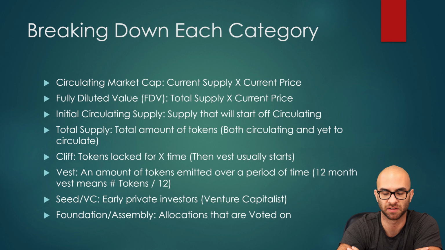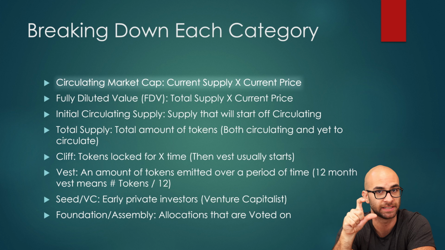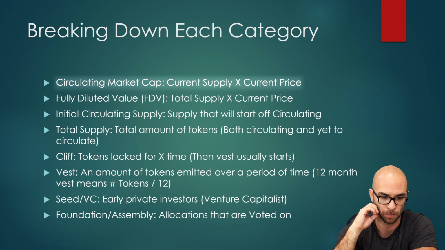Here's the list of some of the different names and what they mean as you're going over these different tokenomics. Circulating market cap is simply taking the current supply that's circulating and multiplying by the current price.